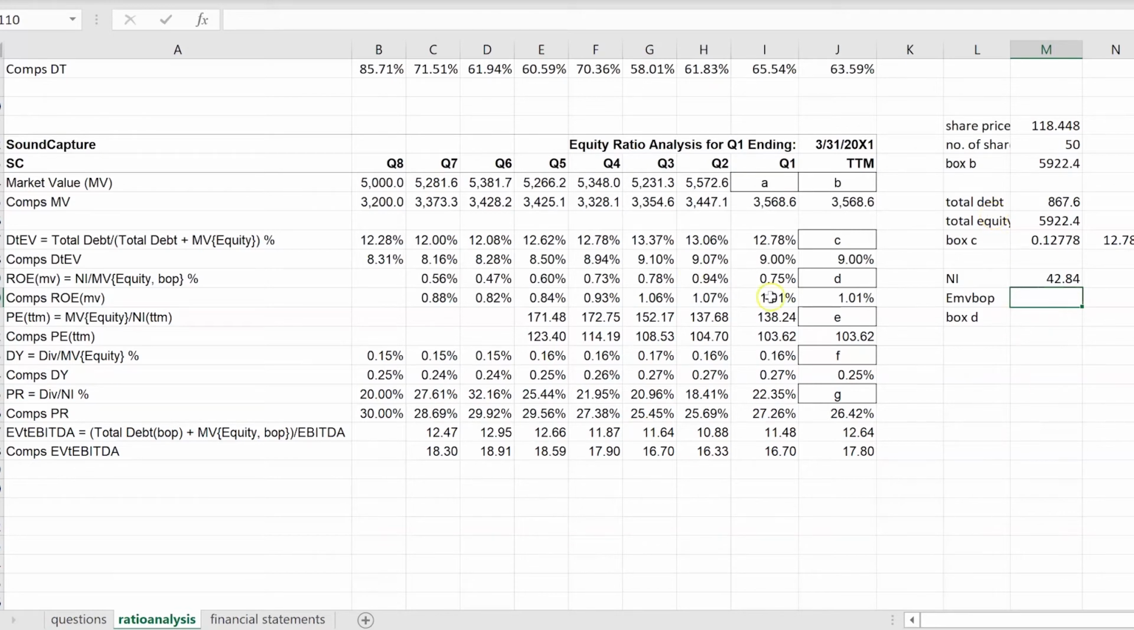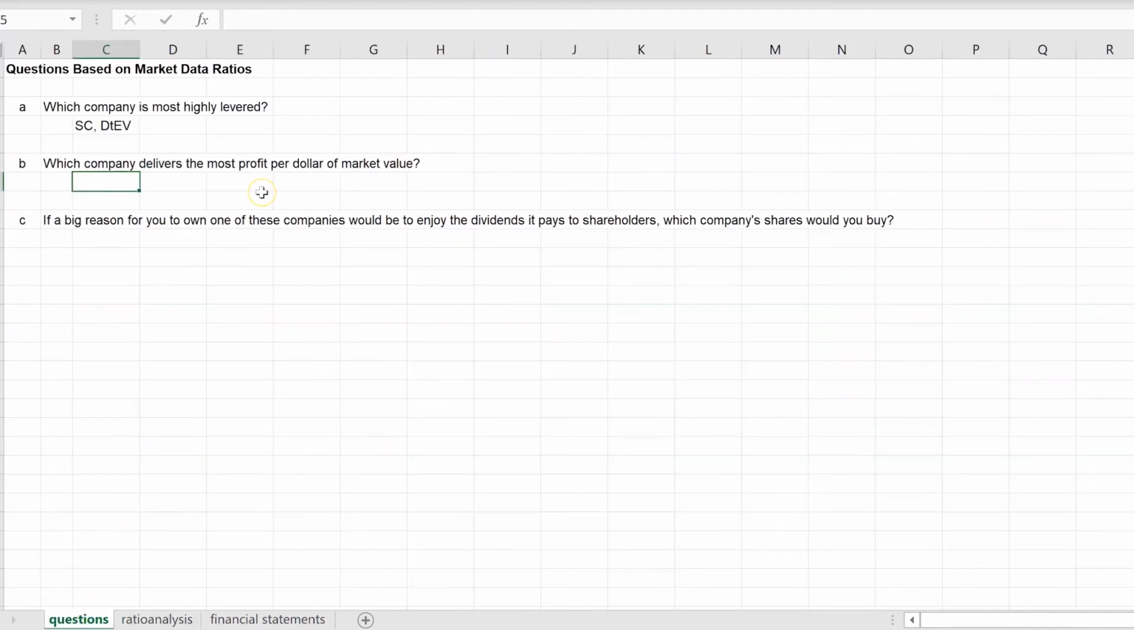All right, and again, equity market value beginning of period. Remember the period that we're looking at is the full past year, 12 trailing months. So beginning of period will be the quarter 5 market value. And that is this number right here. We'll copy that over. And then we'll solve for the return on equity, which will just be net income divided by equity market value. And we get 0.008135, or in other words, 0.8%. 0.8% is less than its comparable company. So we're going to say that the comparable is delivering the most profit per dollar of market value. And we solve this by looking at ROE market value.